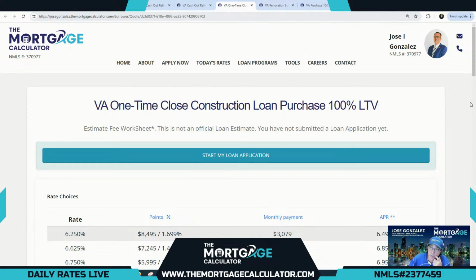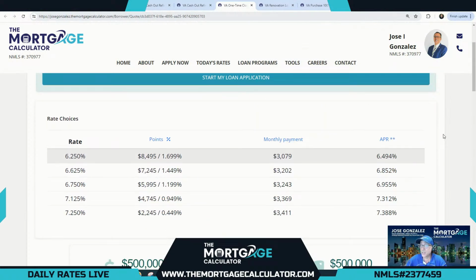The reason they call it a one-time close is because the construction phase of the loan is the first part, and then once you finish the construction, the loan transitions to your end loan, which is your 30-year fixed, fully amortizing loan. No need to have one loan for construction and then have to close on an additional loan to refinance out of the construction loan into the VA loan. Do it all in one shot. 100% LTV, save on the closing costs, and have a lot more seamless transactions. 7.25 is your lowest cost option, and you can buy that down to 6.25%.